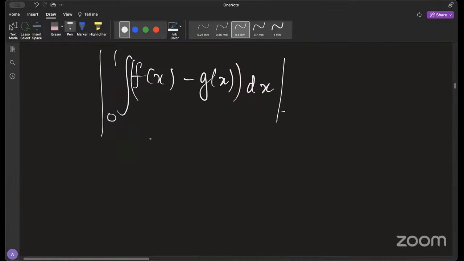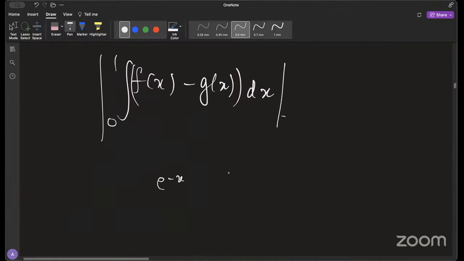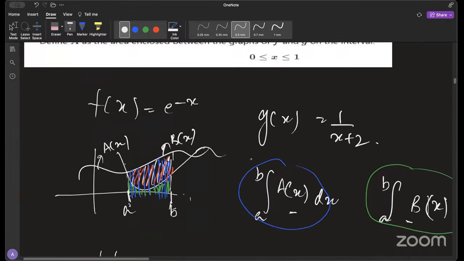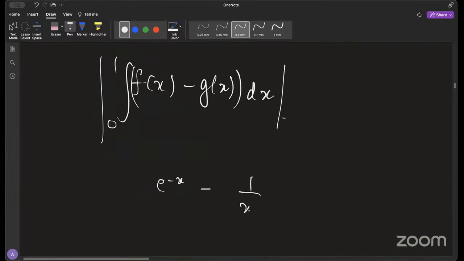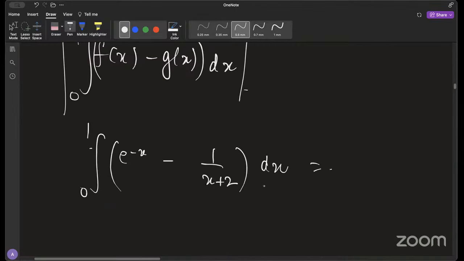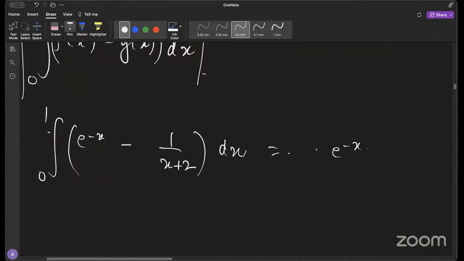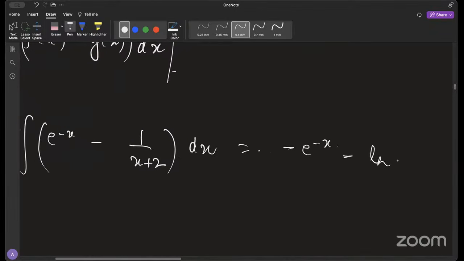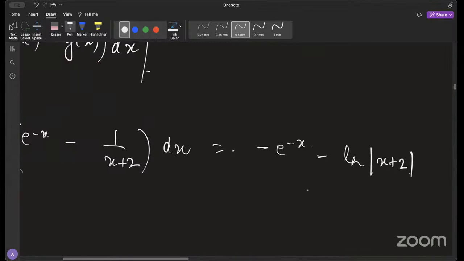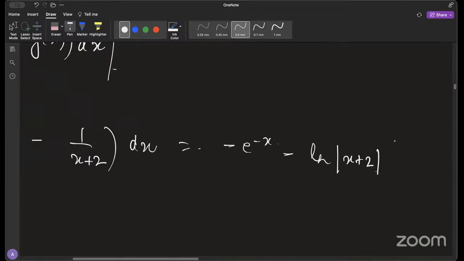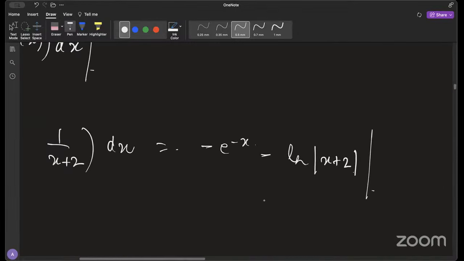So let's first find the integral, where fx is e to the power minus x and gx is 1 by x plus 2. So take this integral from 0 to 1. This integral will be e to the power minus x with a negative sign here, and then this thing will be minus the natural log of x plus 2, right? And the limits are from 0 to 1.